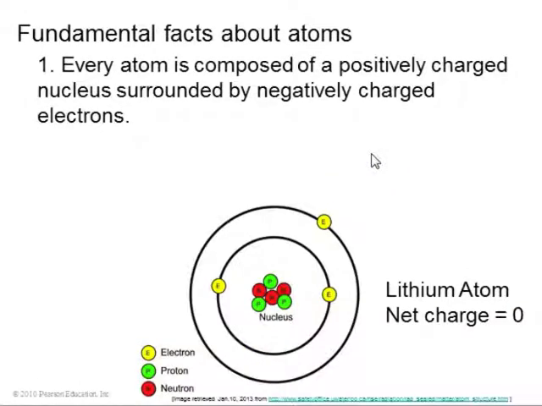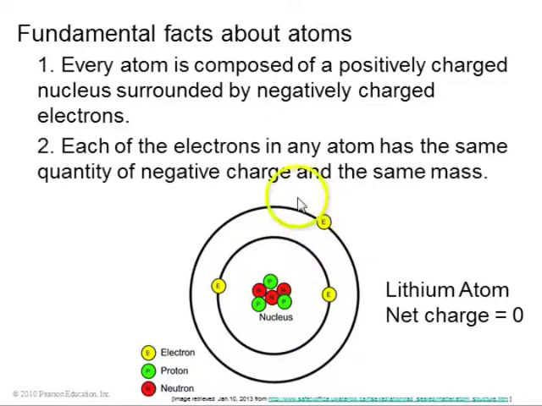Some fundamental facts about atoms. One, every atom is composed of a positively charged nucleus surrounded by some negatively charged electrons. And every electron is identical to every other electron in the universe. Every proton is identical to every other proton in the universe. And every neutron is identical to every other neutron in the universe. So there's really only three kinds of particles.